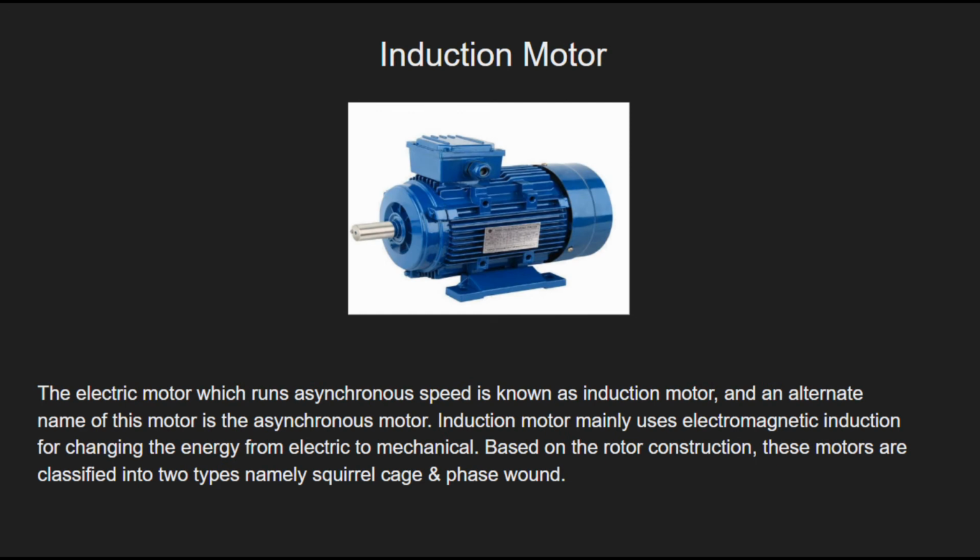Induction motor is the second type of AC motor. The electric motor which runs at asynchronous speed is known as an induction motor, and an alternative name of this motor is asynchronous motor. Induction motor mainly uses electromagnetic induction for changing the energy from electric to mechanical. Based on the rotor construction, these motors are classified into two types, namely squirrel cage and phase wound.